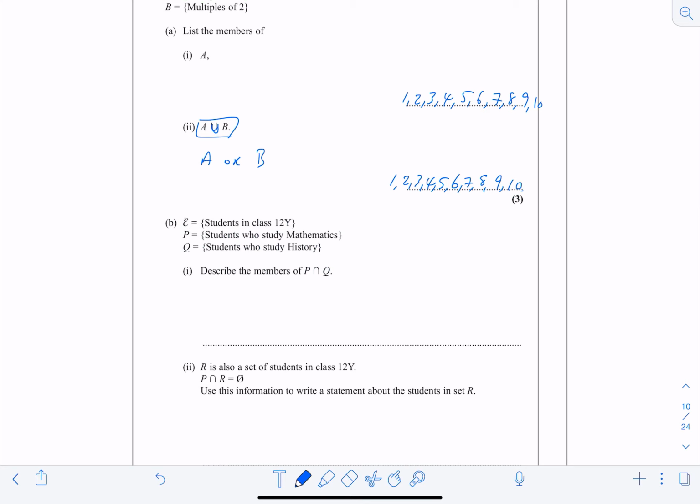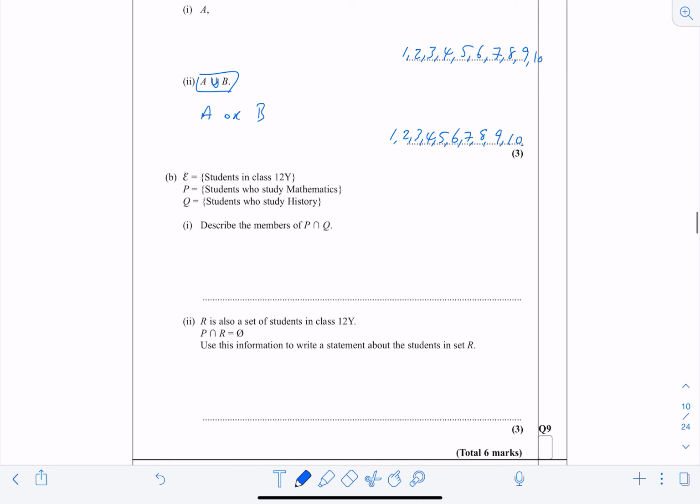The universal set is students in class 12Y. P is students who study maths. Q is students who study history. Describe the members of P intersect Q. So that's students in 12Y who study maths and history.